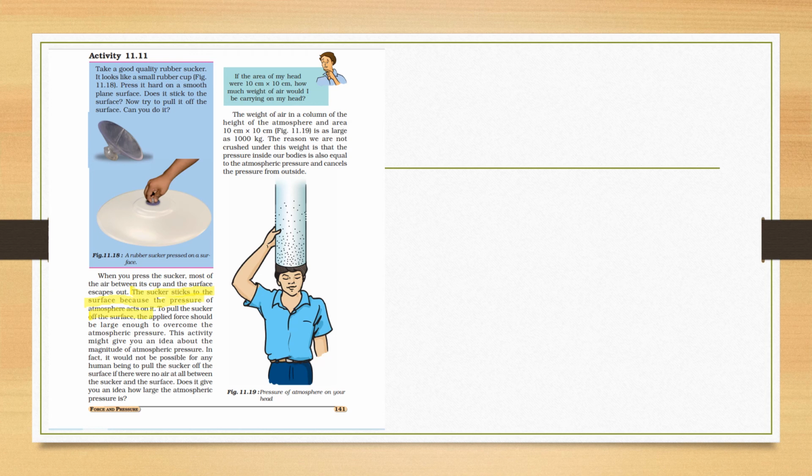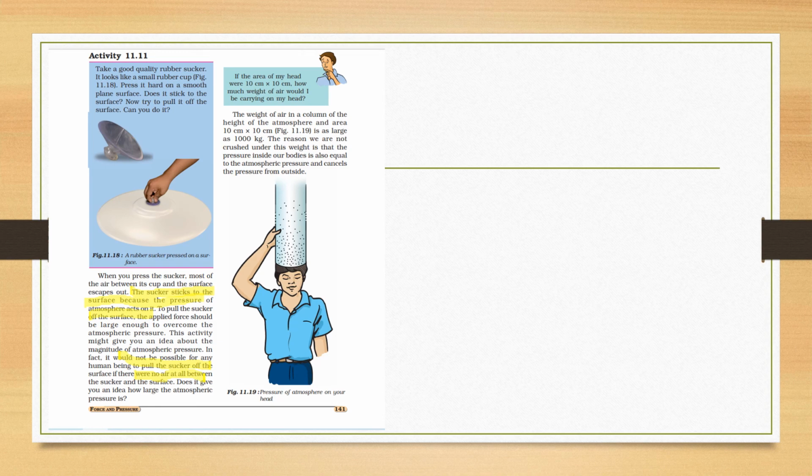To pull the sucker off, we have to use a larger force. It may not be possible for us to pull it out if there is no air between the sucker and the surface. This shows what atmospheric pressure can do. If there is a little bit of air, we can remove it, but if there is no air, it is very hard for us to remove it. So all these things are related to it.